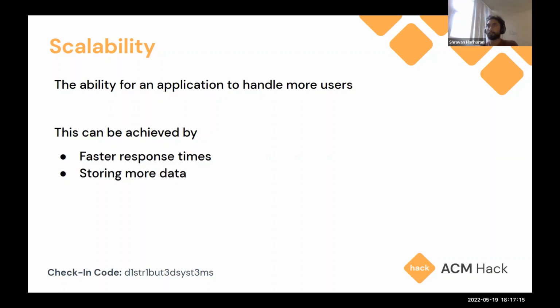So when we talk about scalability, we're talking about that ability, and it can be achieved by faster response times, right? If your response time is faster, then your scalability is higher. And also if your data storage is higher, then your scalability is also higher. There are a few more factors involved, but these are the main ones we can boil down to. If you have these two properties, then you are improving your scalability.